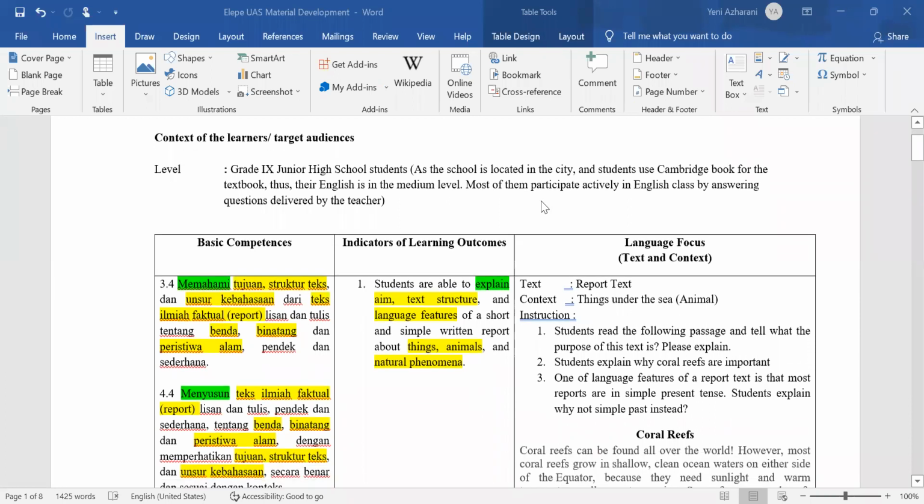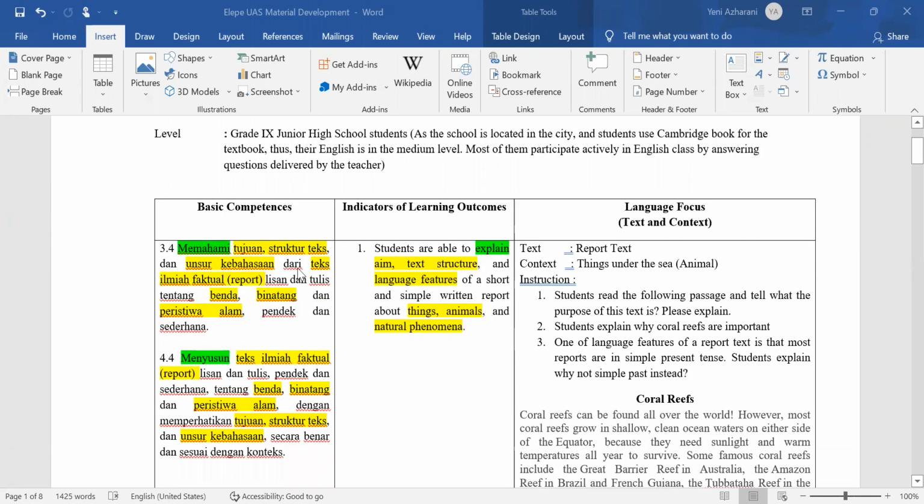So what we did at the first time to develop material is that we choose the basic competence. And the basic competence that I chose are the 3.4 and also 4.4. 3.4, as you can see here, starts from the word understand.